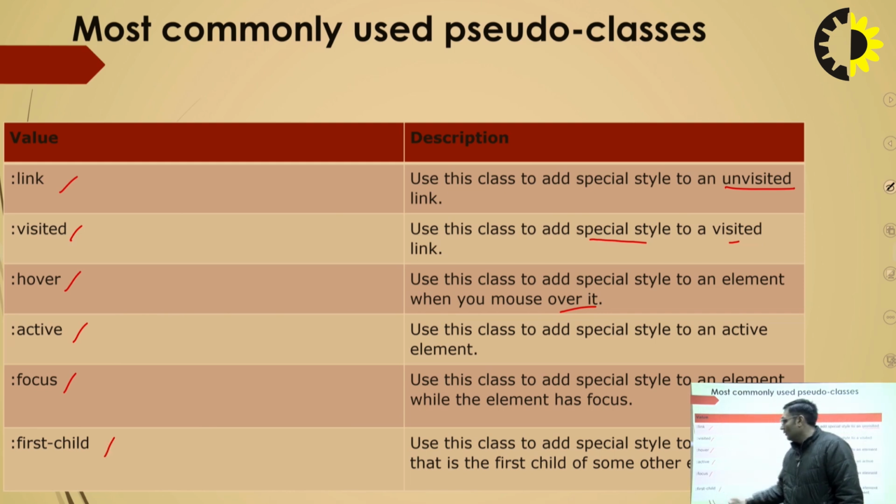And if we want to apply style on the first child of an element, then we can use the first child pseudo class. So these are the pseudo classes that we can use to apply a style on HTML elements.